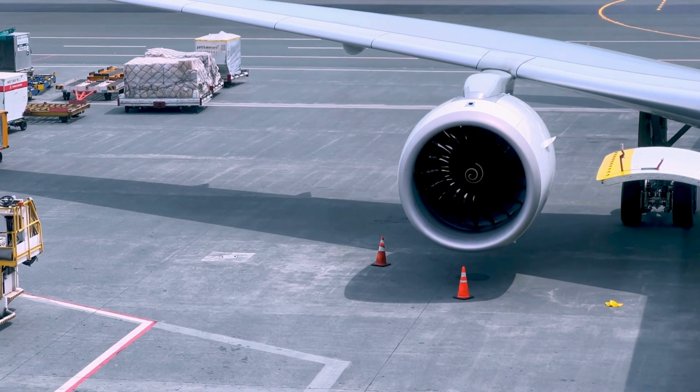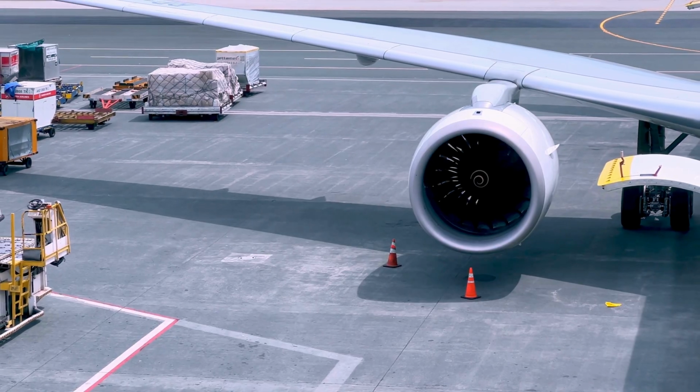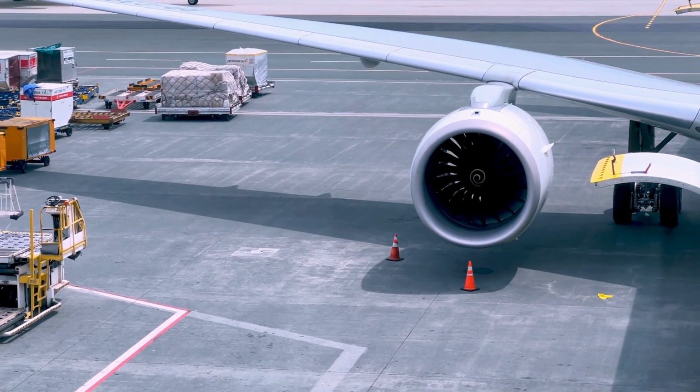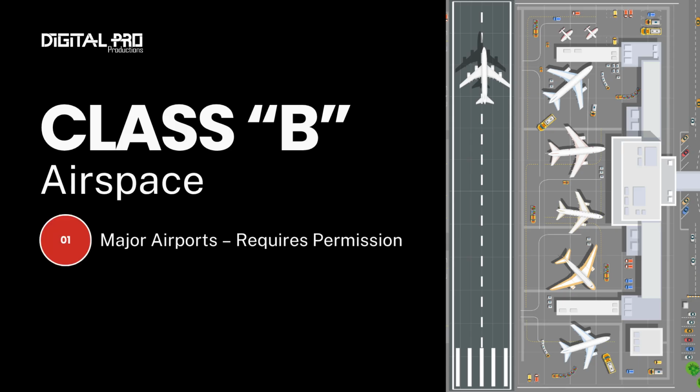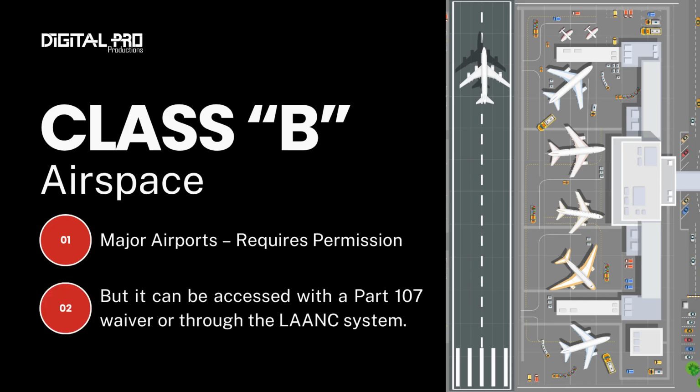Class B airspace is typically around major airports like Los Angeles or New York. It extends from the surface up to 10,000 feet, and flying in this airspace requires explicit authorization from air traffic control. This is one of the most restrictive airspaces for drones, but it can be accessed with a Part 107 waiver or through the LAANC system.